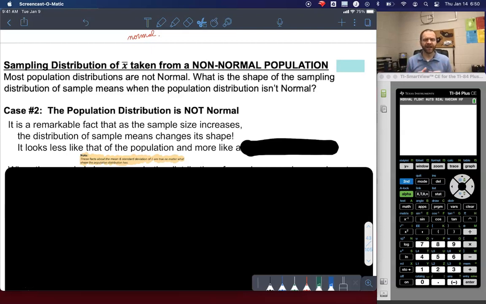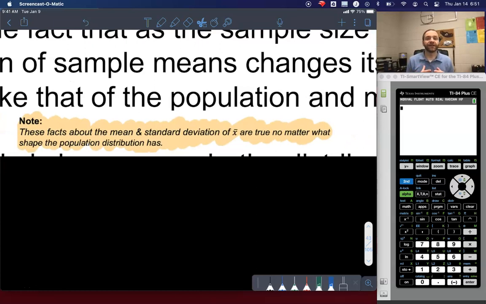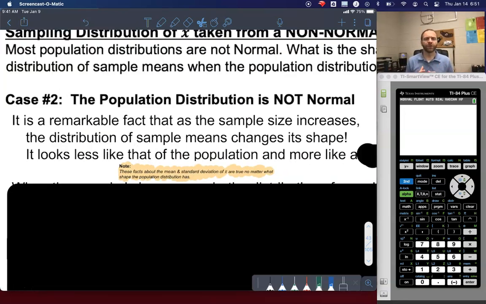And that's really interesting. And I know you have the notes and you can read all the hidden black stuff there, but hey, this is where I'm going to have my fun. But I want to talk about one thing before we go into this. We did mention something way back in the beginning of the first video. And I just copied it right here. It says, note, these facts about the mean and standard deviation of x bar are true no matter what the shape of the population distribution. And that's interesting because that's where case number 2 comes into play. We don't know if it's normal or not. So what's going to happen to the sampling distribution of your sample means?